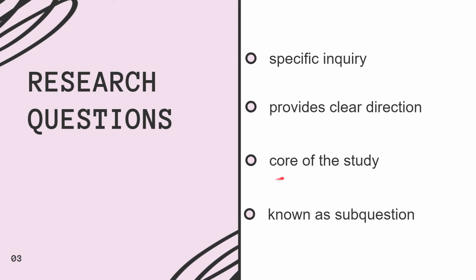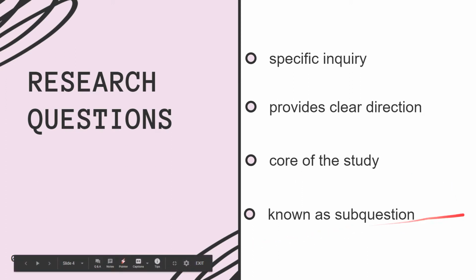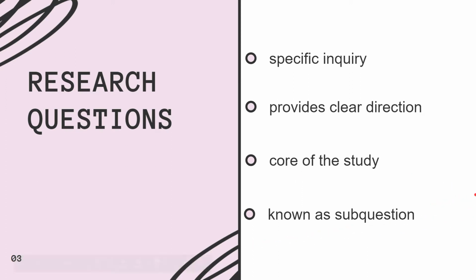So another is that it's the core of the study. Once again, I said earlier that researchers aim to find answers to questions. So research questions are essentially the core or the life source of your study, because that is where you are going to base all of your research. So our aim is to answer these questions. So we need to really formulate good research questions that are worthy to be answered by research. Next, the research question is also known as a sub question.